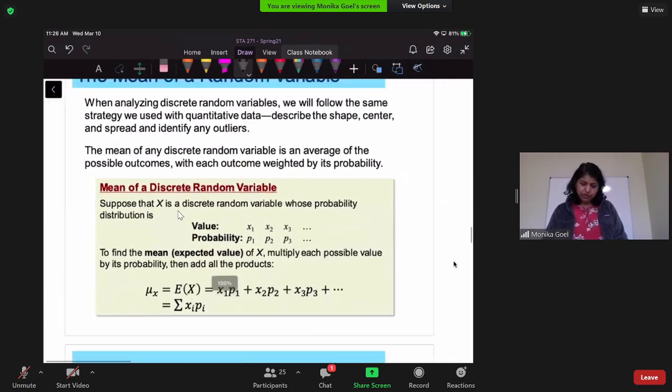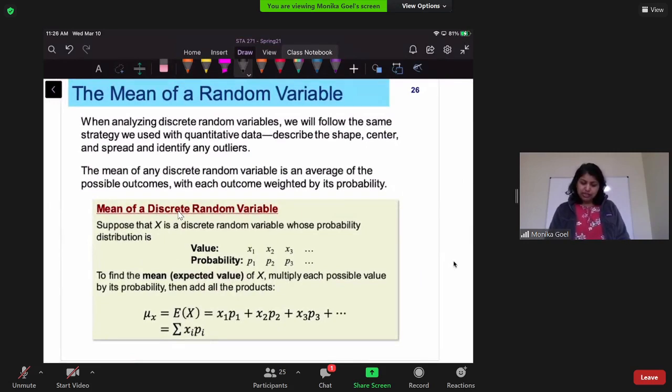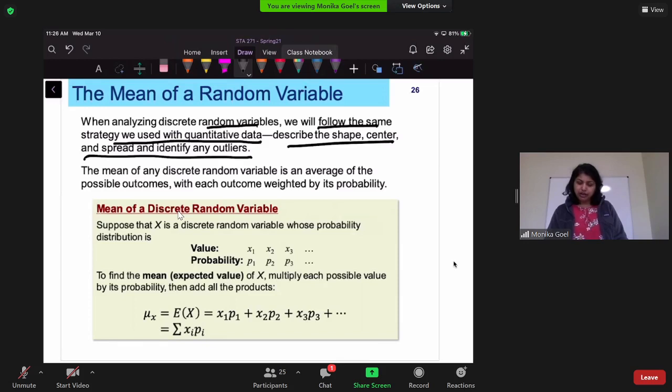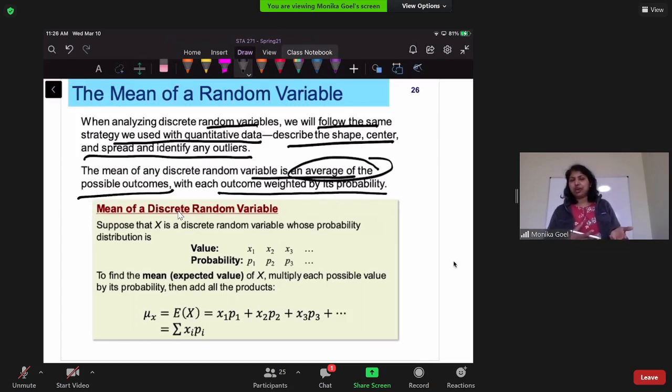So this is what we just discussed. When analyzing a discrete random variable, we follow the same strategy we use with quantitative data: describing the shape, center, spread, and verifying any outliers. The mean of any discrete random variable is the average of the possible outcomes, with each outcome weighted by its probability. That was not the case when we discussed chapter 1, when we looked at the shape and center. When we were looking at the center, we found the mean and the median, right? We are still finding the mean, but the way of finding it is different because now I have more information. I know their probabilities also.